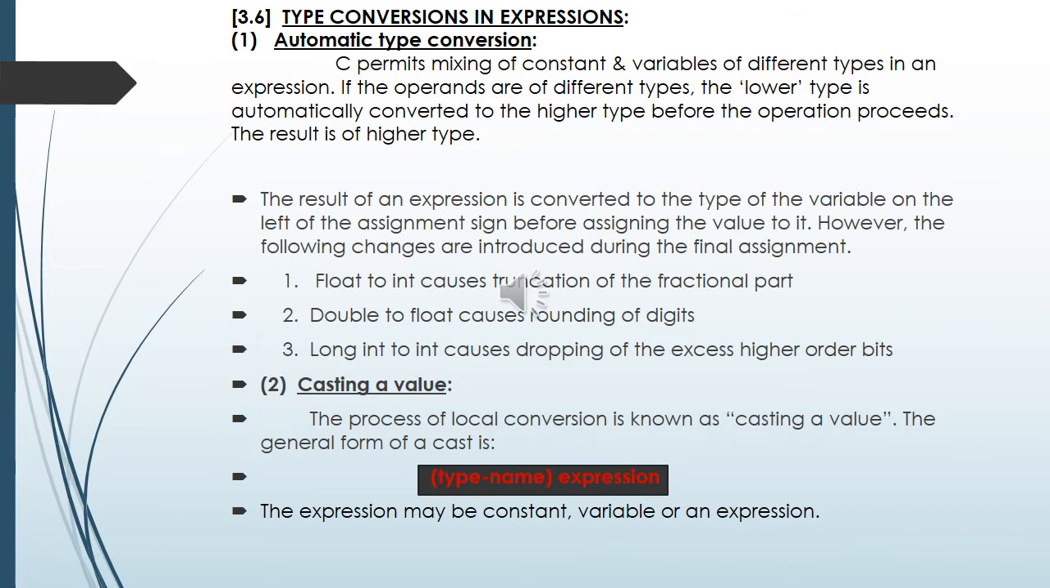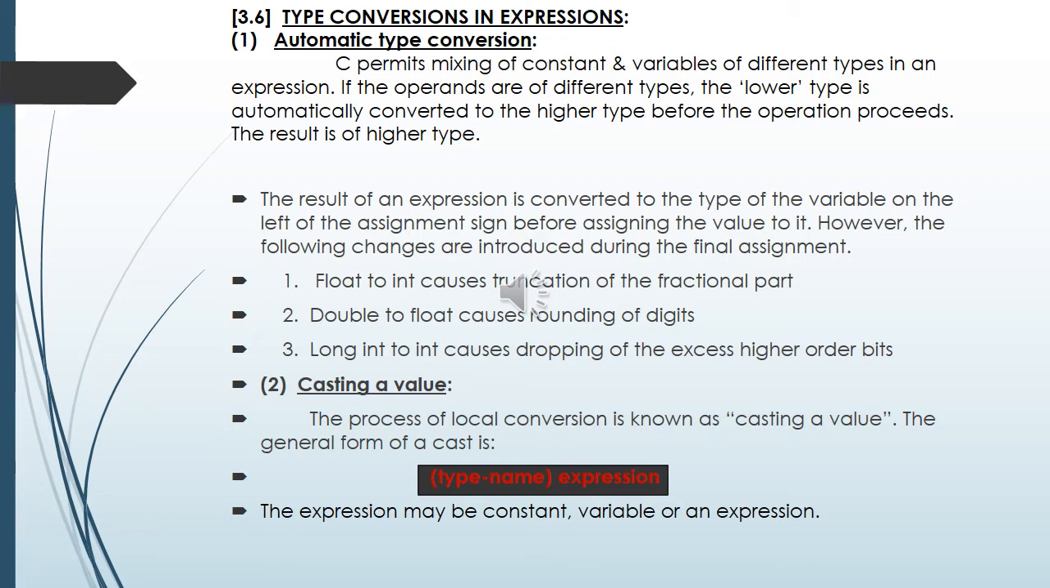Next is type conversion in expressions, automatic type conversion. C permits mixing of constants and variables of different types in an expression. If the operands are of different types, the lower type is automatically converted to the higher type before the operation proceeds. For example, float to int causes truncation of the fractional part, double to float causes rounding of digits, long int to int causes dropping of the excess higher order bits.